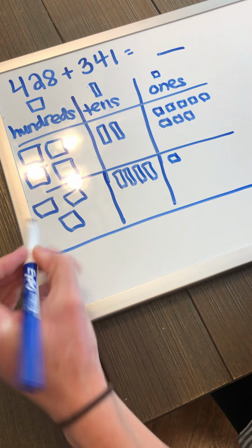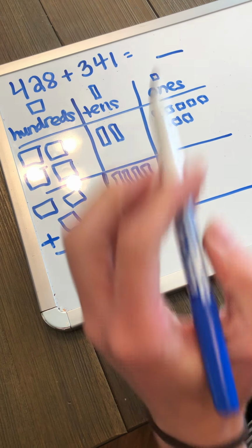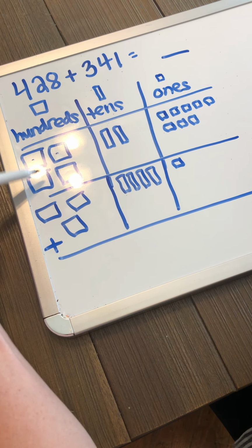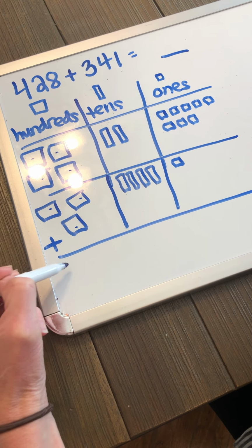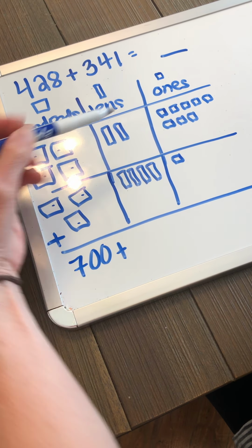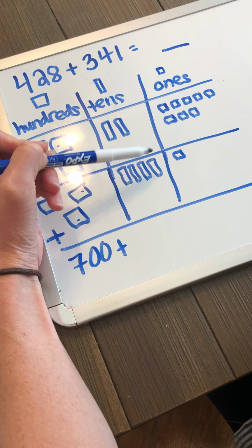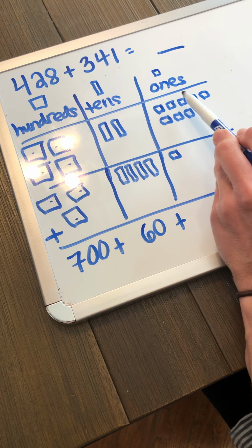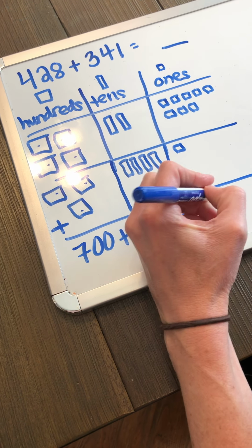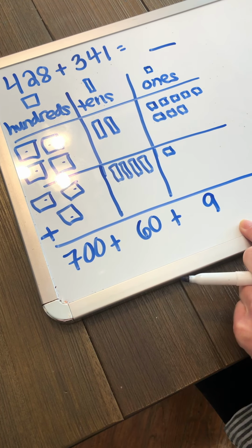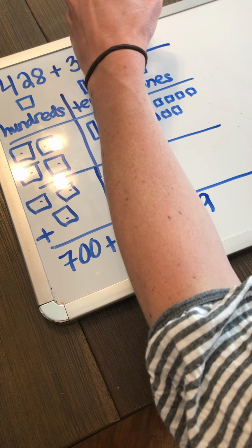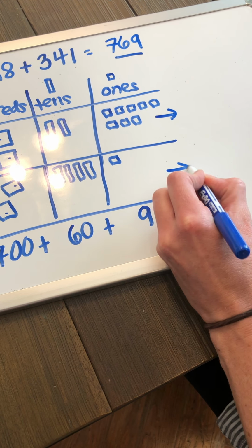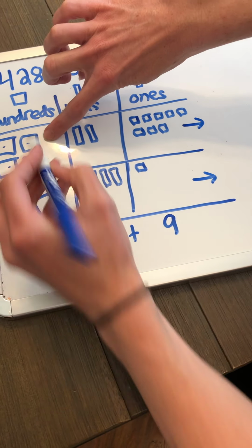And I'm going to combine them because we're adding. So we're putting our like units together to combine. So I have 100, 200, 300, 400, 500, 600, 700. I have 10, 20, 30, 40, 50, 60, 6 tens, so there were 60. And I have 1, 2, 3, 4, 5, 6, 7, 8, 9 ones. So if I put my expanded form together, my sum should be 769.